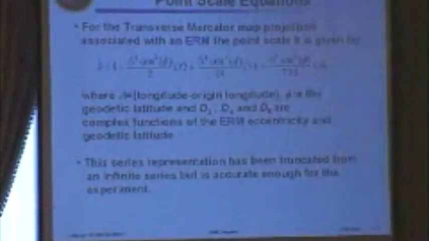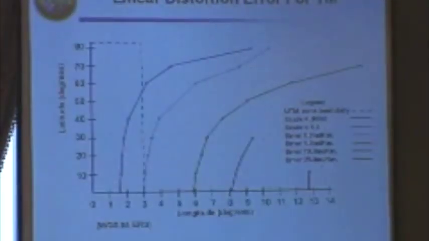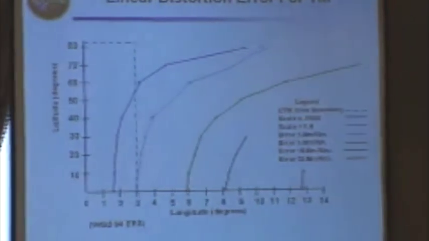And I wanted to compare this truncation error to the distortion error, and to do that I needed the point scale formula. There it is. Point scale in this case depends on both longitude and latitude, in spite of the often stated claim that it's independent thereof. They really are dependent, especially in an oblate spheroid case. And this still is truncated, but it's pretty accurate. And I used that to get distortion bounds.